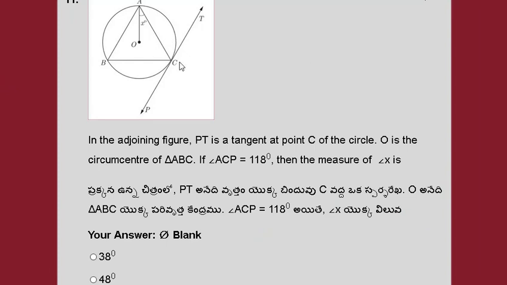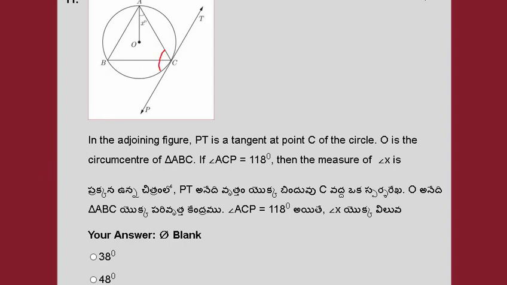Let us see the next problem. Here we are given one diagram. In this figure, PT is a tangent at point C of the circle. O is the circumcenter of triangle ABC. If angle ACP equals 118 degrees, then the measure of angle X is.